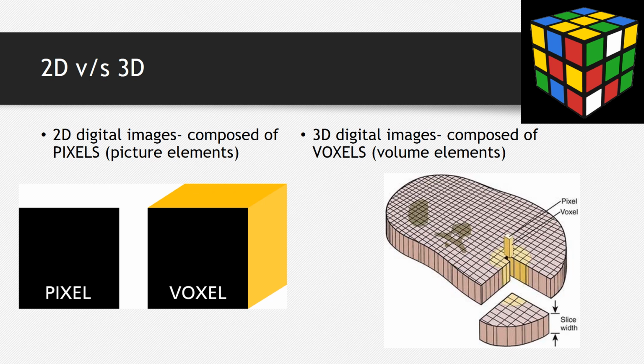It enables you to visualize in three dimensions a particular area which has to be examined. For example, with this Rubik's cube, one of the squares that you're seeing, the yellow one, is a pixel, whereas the entire volume of the cube itself is a voxel.